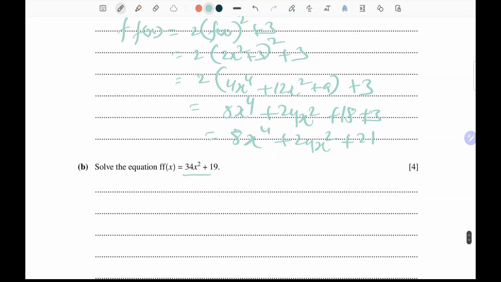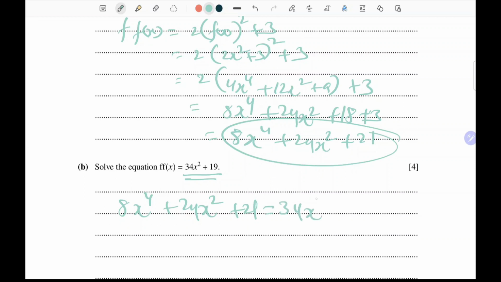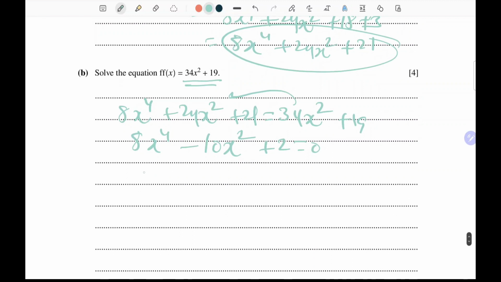Solve f of f of x equal to this. That's already here we have. So this is 8x to the power 4, this is 24x squared, this is 21, and this is 34x squared, this is 19. Just take everything to the left side. So 24 minus 34, so minus 10x squared, and now 21 minus 19, that's 2 equals 0. I think we can divide by 2, so this is 4, and x to the power 4 can be written as x squared whole square.